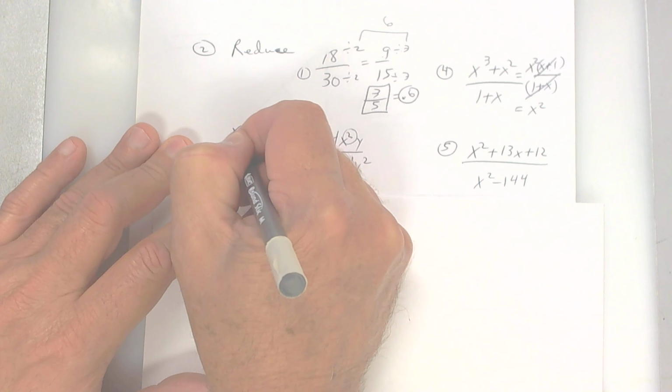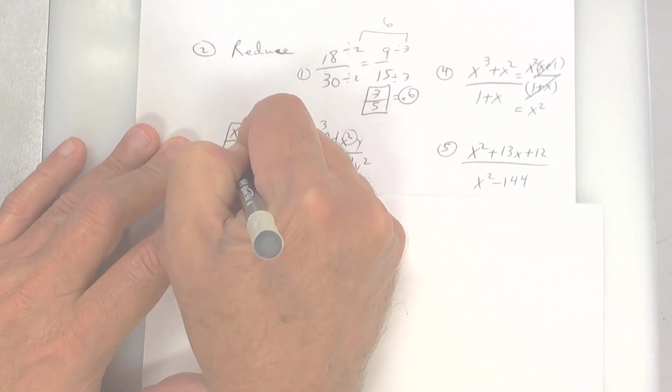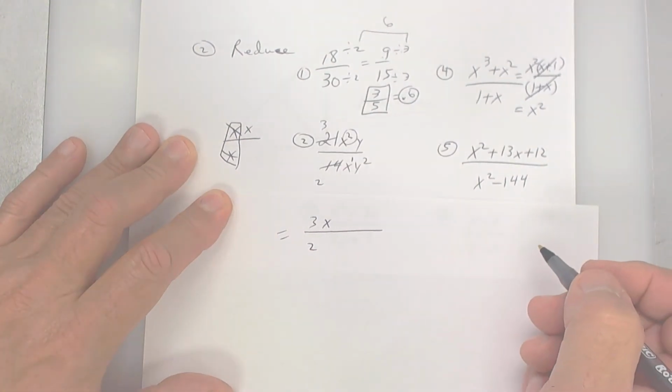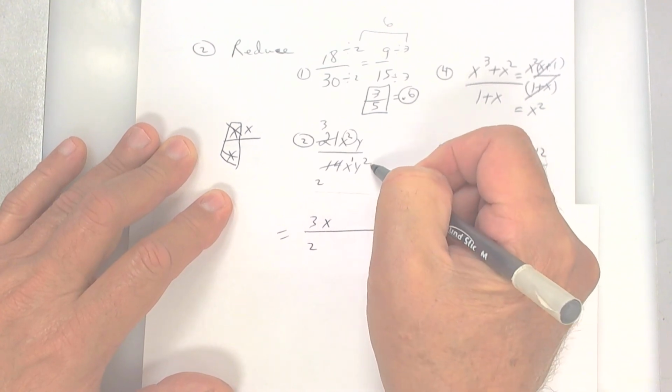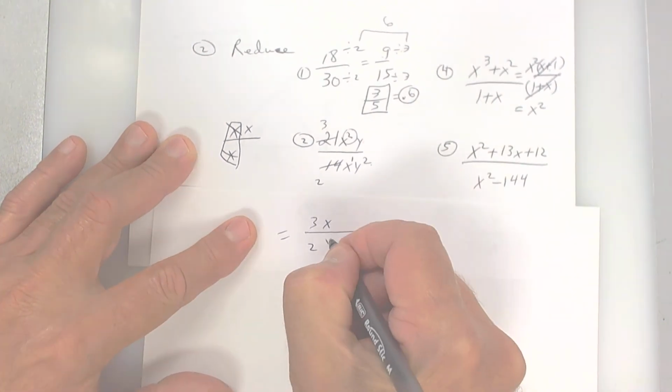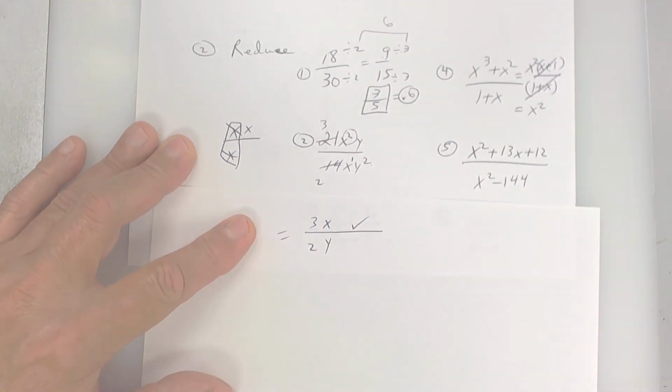2 x's, 1 x, these cancel, and you're left with 1 at the top. Here you have more y's at the bottom. You have 1 more, so that's your answer. And that's how you reduce it.